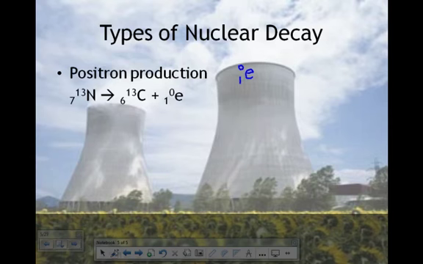So here's an example of what that might look like. Suppose that we had a nitrogen isotope, nitrogen 13, that decays into a positron, because it's a positive charge, and the carbon nucleus. So where we have a 1 here and a 6 here, they have to add up to the 7 that we started with. That's the number of protons that are involved here, so we have to keep that the same.